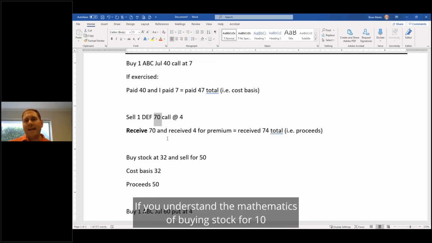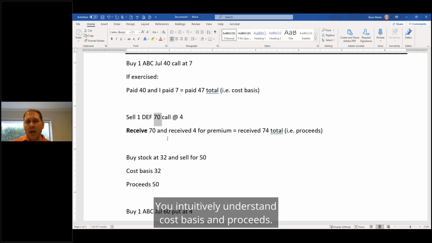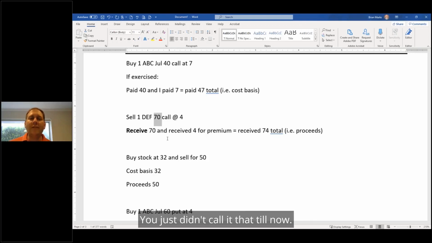If you understand the mathematics of buying stock for 10 and selling for 12, you profited $2. You intuitively understand cost basis and proceeds. You just didn't call it that until now.